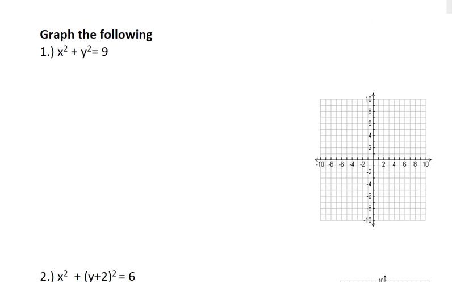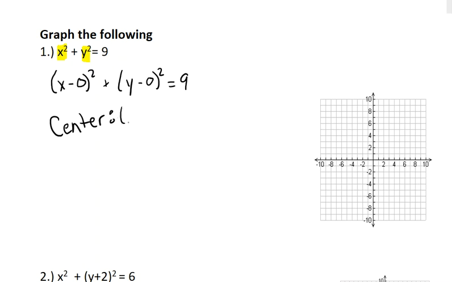So if we look at number 1, we have x squared plus y squared equals 9. You'll notice that there's no addition or subtraction within the quantities of x and y. So what that implies is that it would be 0. And so when we're going through these and you're doing these in homework, I want you to really make sure you understand what the center of the circle is. So we're going to write that down. The center is (0, 0).